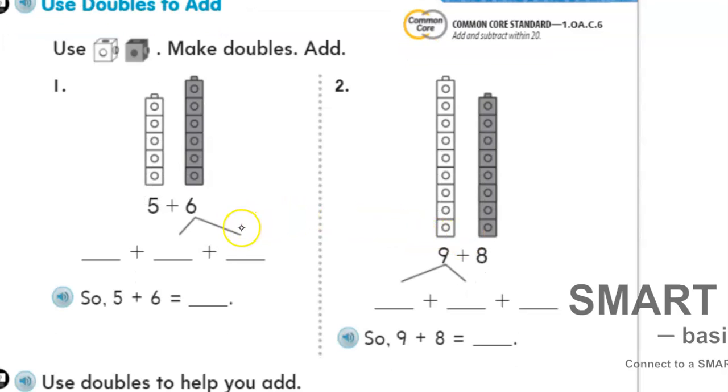So for these first two problems, it says use the blocks, make doubles, and then add. Just like what we did with the other one, you're gonna turn them into doubles, okay? So you're gonna turn 5 into 6, and then you're gonna subtract 1. Okay, and then you're going to turn 8 into 9, and then you're going to subtract 1 once you find out that doubles fact. And you guys may get started. If you have any questions, use the raise your hand button.